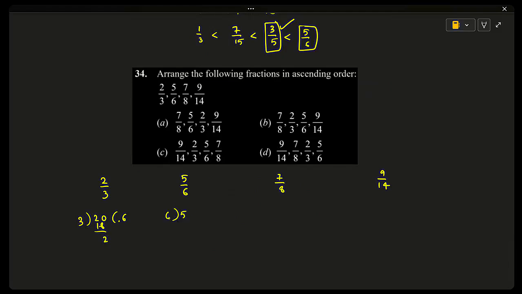Divide 5 by 6. Use decimal point, you'll get 0.8, since 6 8s are 48, remainder 2. Divide 7 by 8. Use decimal, you'll get 0.8, since 8 8s are 64, remainder is 6. Divide 9 by 14. Use decimal, you'll get 0.6, so 14 6s are 84 and remainder is 6. So here we want them in ascending order.